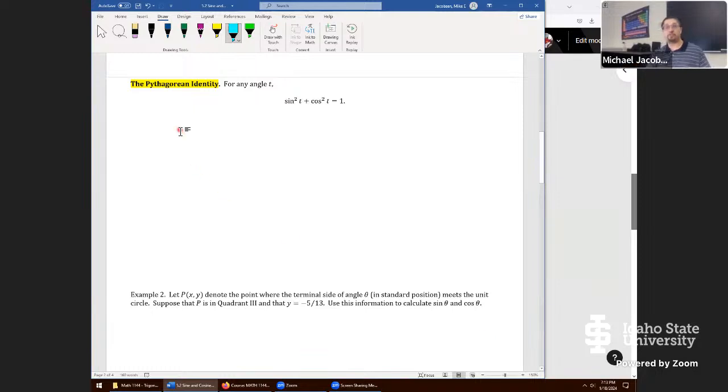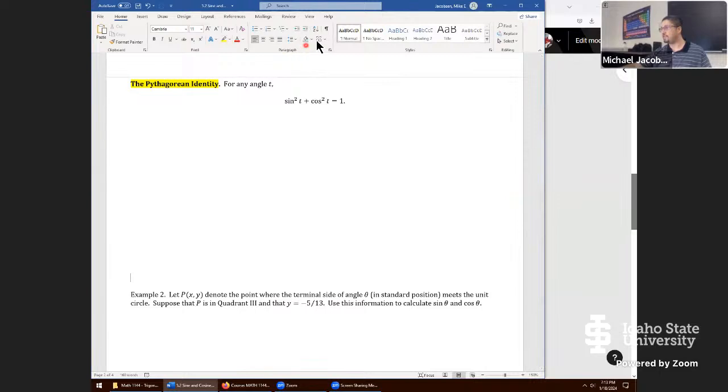And the thing you'd want to do first is the Pythagorean identity. This is the major tool that's going to help us solve example 2. Let's put a little border there. And let's derive that identity.